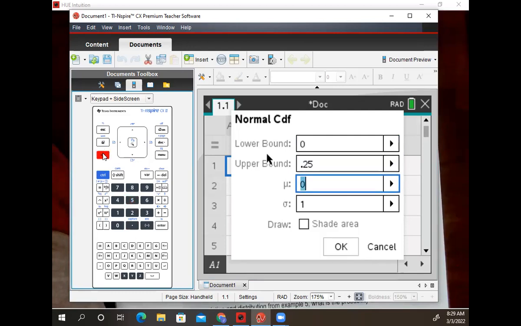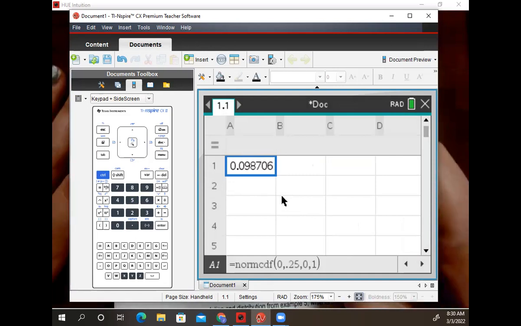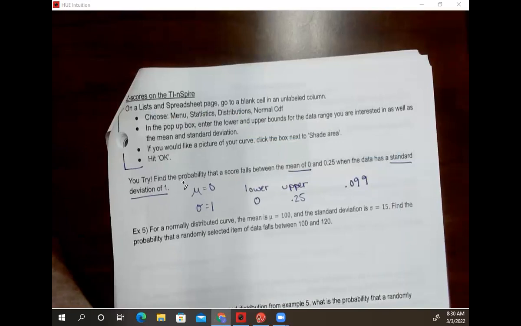And then tab down to the next box. My mean is 0. That's the default here. My standard deviation is 1. That's also the default here. So I'm going to go ahead and click OK. There we go. And that is my probability. So my probability here is 0.099. We'll round to 3 decimal places. 0.099. Okay. So all of that information that I pulled from the problem, I just typed in that box.